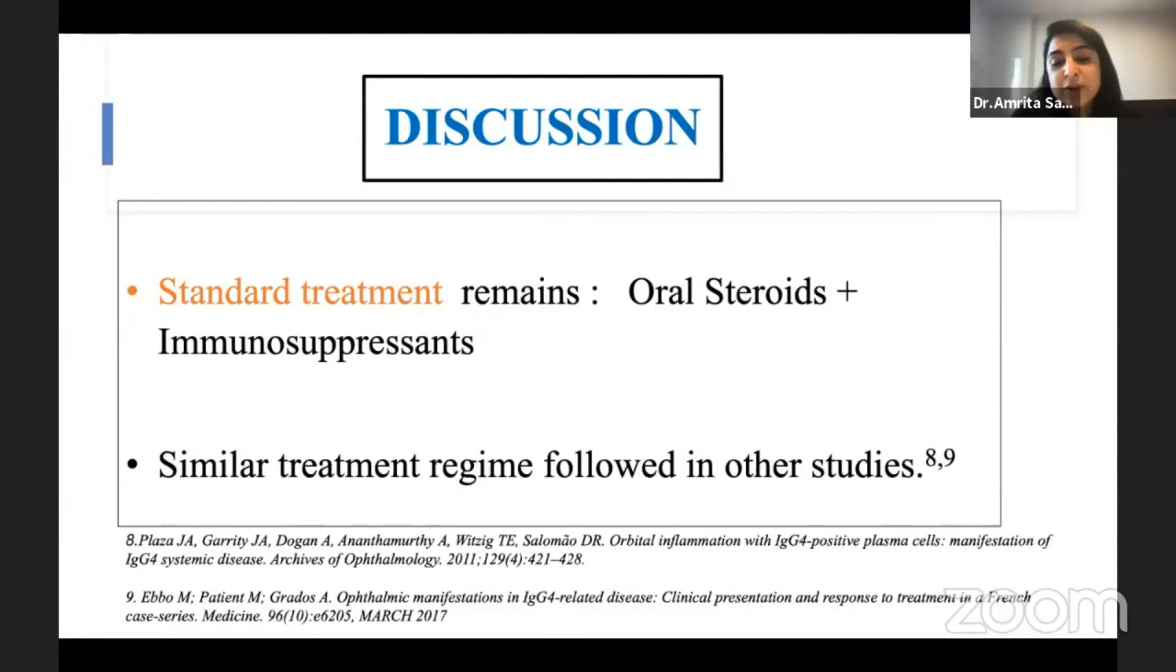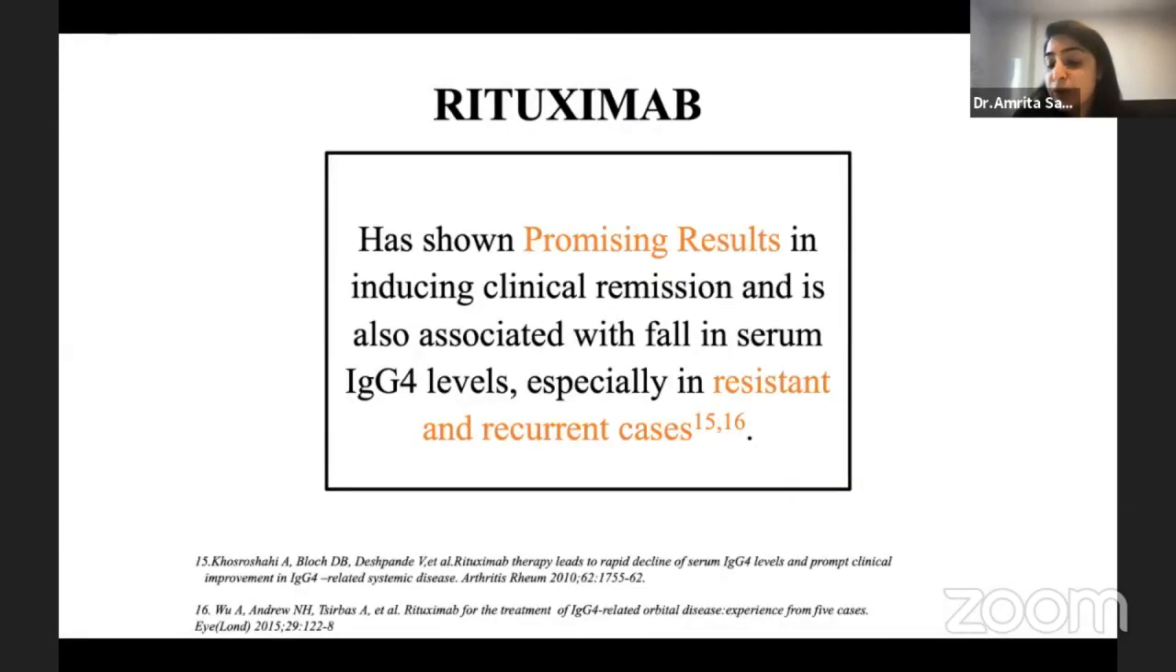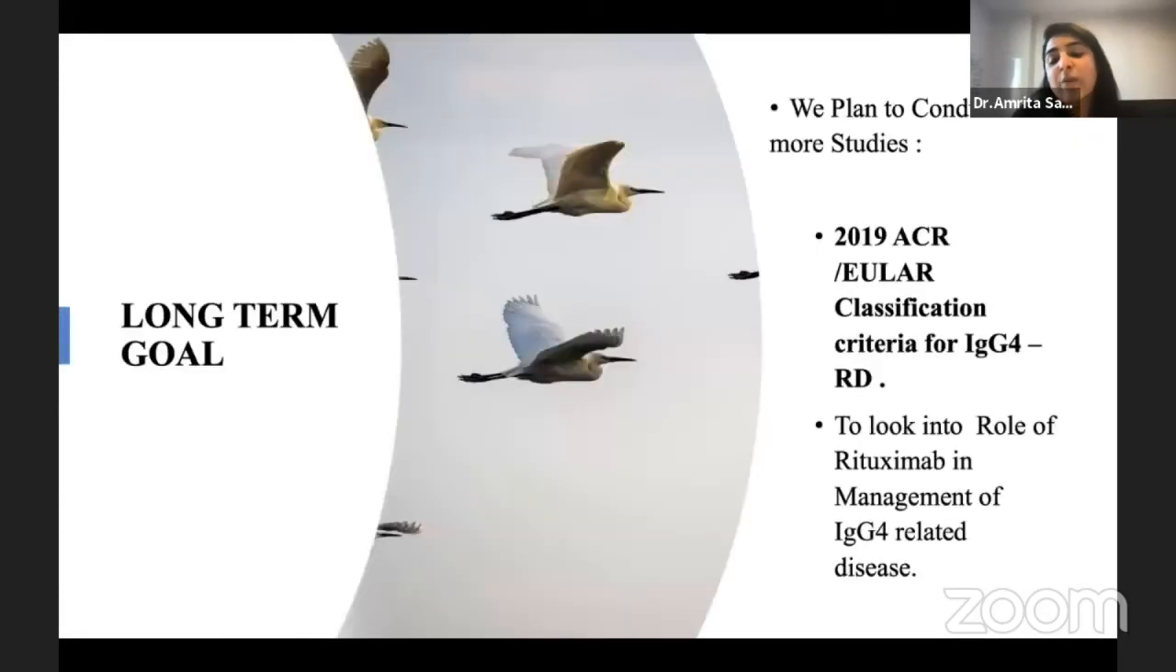Standard treatment remains oral steroids and immunosuppressants. However, we can give rituximab in resistant cases. It has got good results. Long-term follow-up is a must because there are chances of lymphoma. However, we plan to conduct further studies with the new criteria given by ACR and to look into the further role of rituximab in the disease. Thank you.